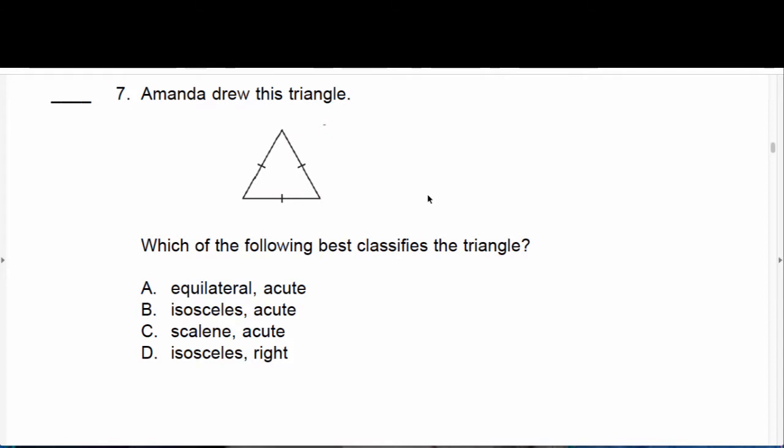Question 7. Amanda drew this triangle. Which of the following best classifies the triangle? A. Equilateral and acute. B. Isosceles and acute. C. Scalene and acute. D. Isosceles and right.